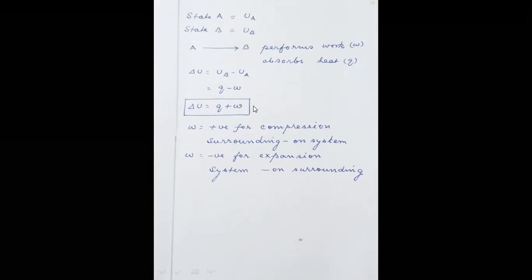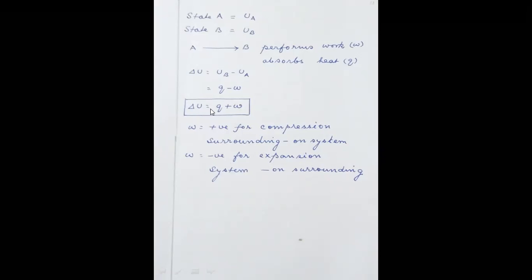So in generalized form, I can write delta U is equal to Q plus W, which is called the mathematical statement of the first law of thermodynamics. Now what happens when W is work done by the surrounding on the system? See, compression. During compression, the work is done by the surrounding on the system, then a sign of plus is given for W. But when the work is done by the system on the surrounding, it is expansion. For expansion, the sign given for W is minus.